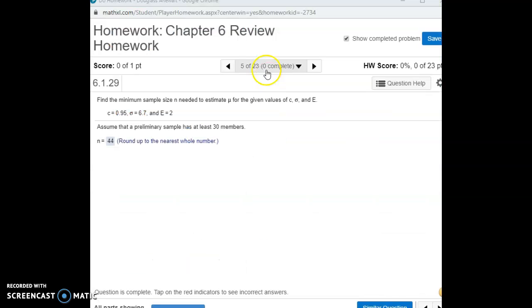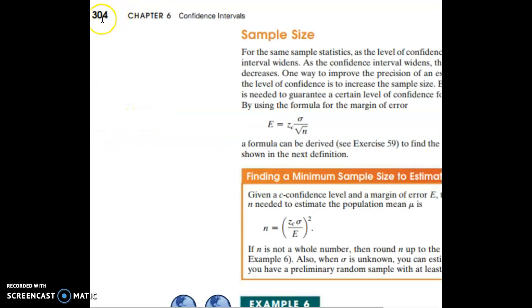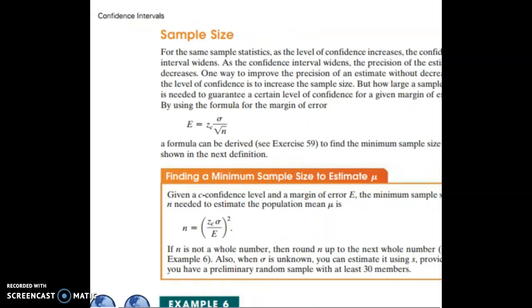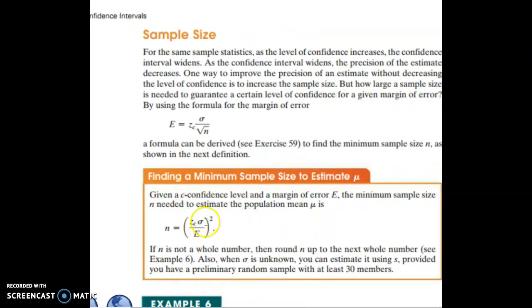For number 5, we are going to set the parameters we want for our confidence interval and determine the minimum sample size that we would need in order to have those conditions met. So we want a specific level of confidence, and we want a specific margin of error, and we know the population standard deviation. This is discussed in chapter 6.1, and the formula is given here that we use. We plug in the values that we want, and we can get back n, which is the sample size we would need to have the conditions we want.